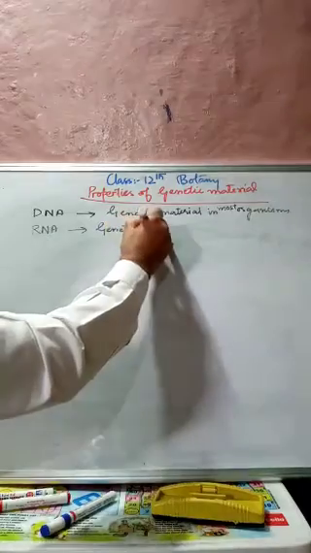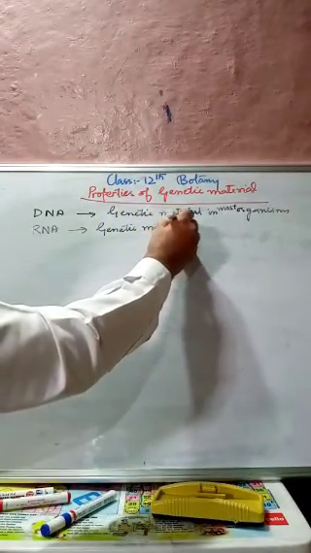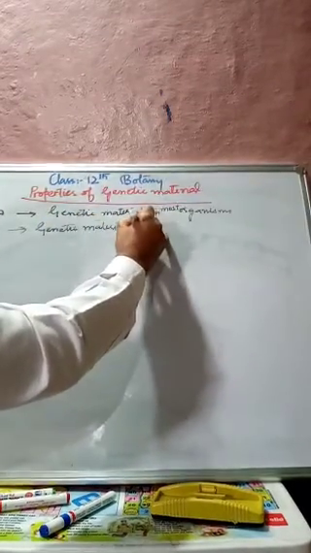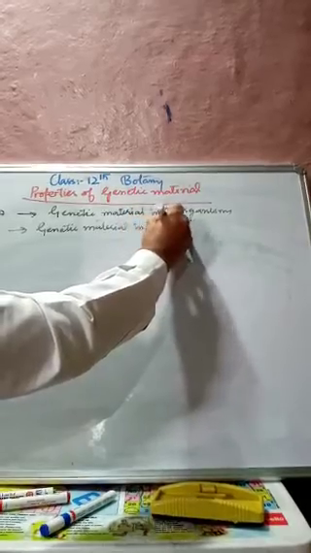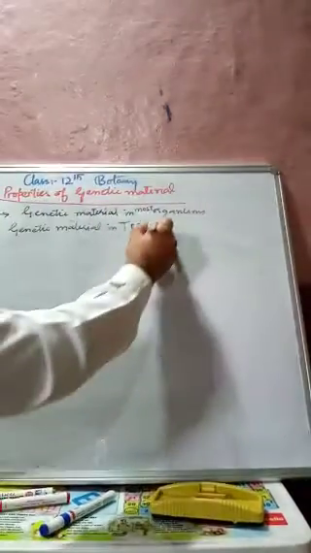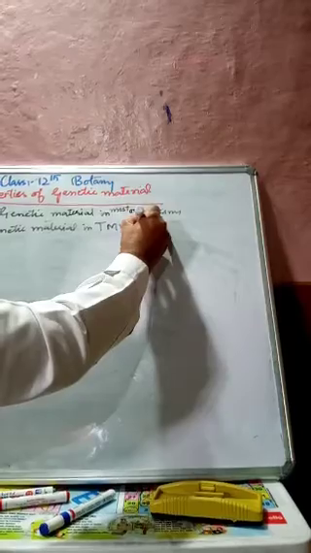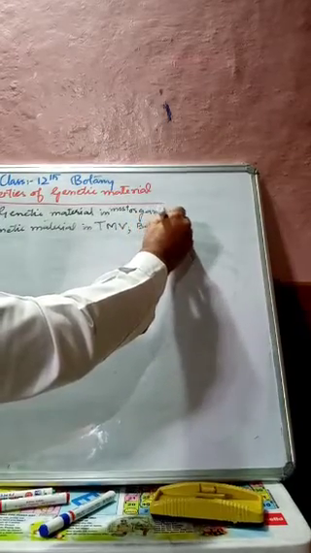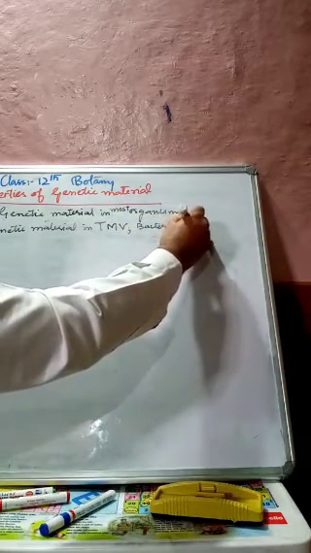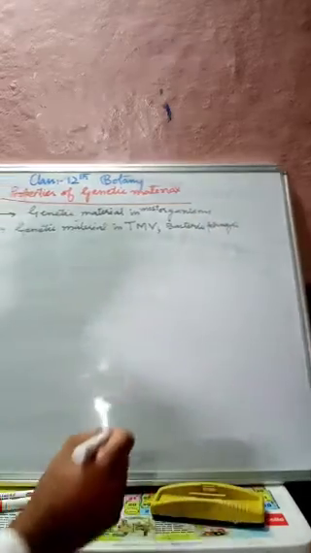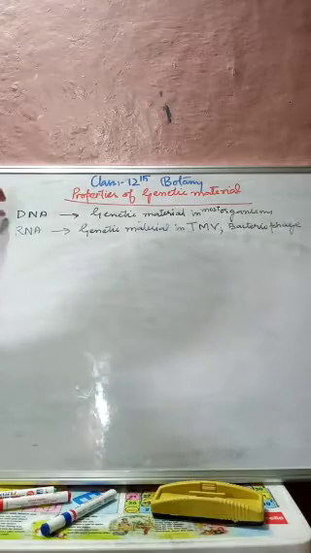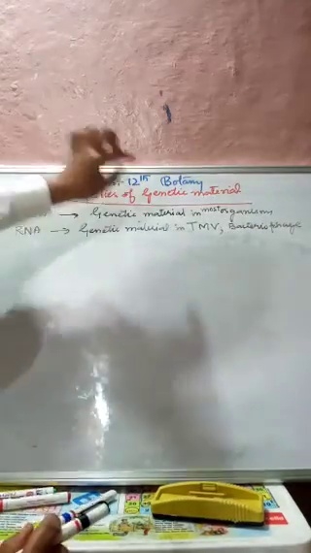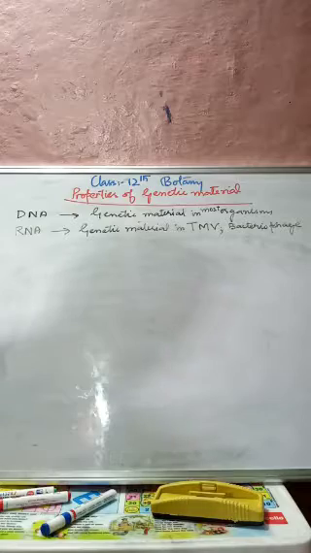RNA is a genetic material, but in which organisms is it the genetic material? It is genetic material in TMV, tobacco mosaic virus. It is genetic material in bacteriophage. These are some of the examples where we will see that RNA is a genetic material. But DNA is the genetic material in most organisms.